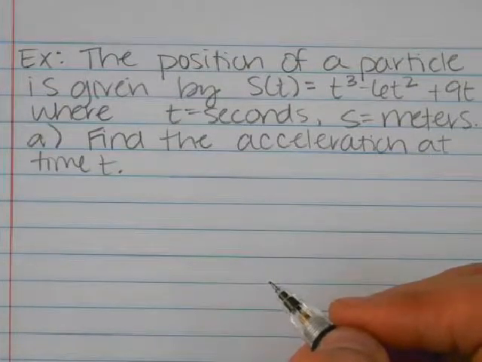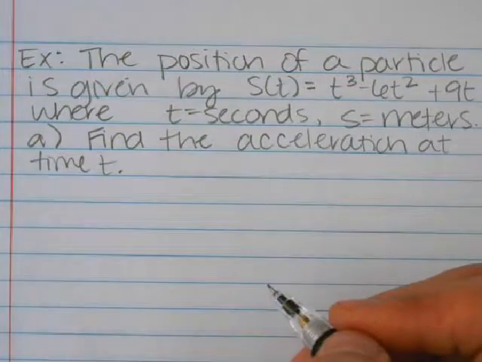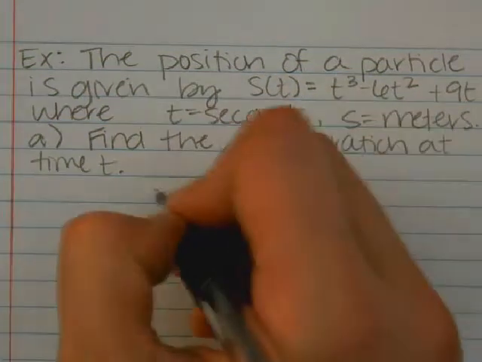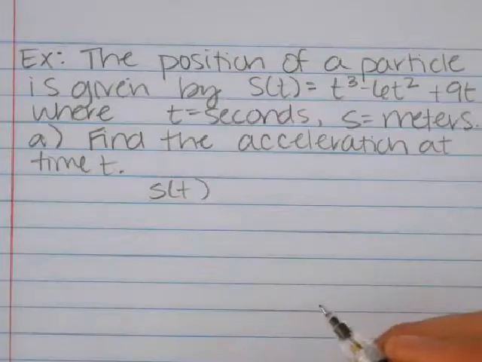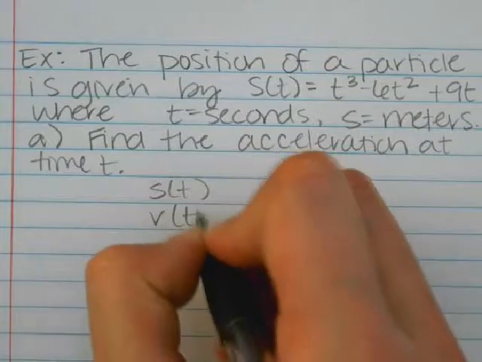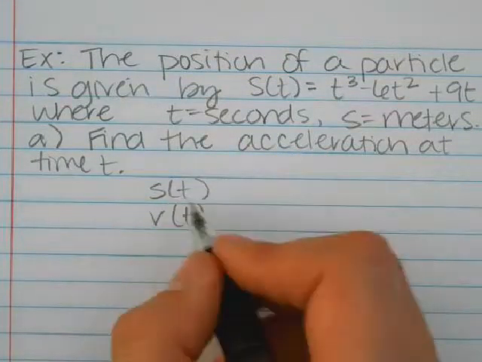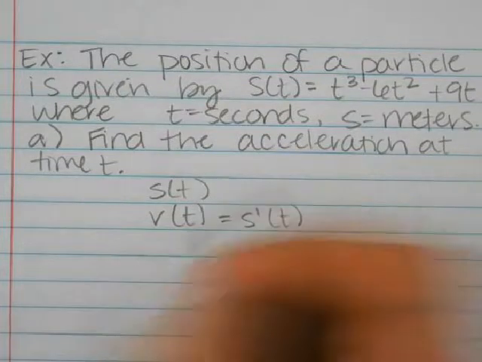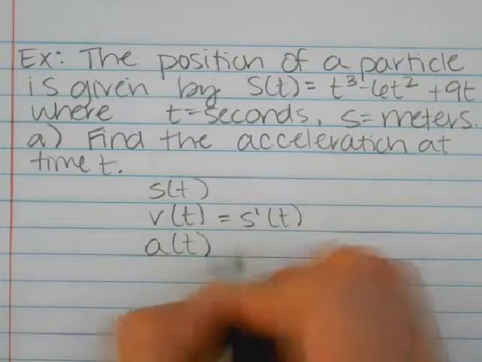All right. So what are we doing if they want us to find the acceleration? They're saying at time t, so they're not saying plug a number in. They're just saying for any time I could possibly want to plug in, how do I find the acceleration? Second derivative. So s of t is our original function, v of t is our first derivative, and then a of t is our second derivative.